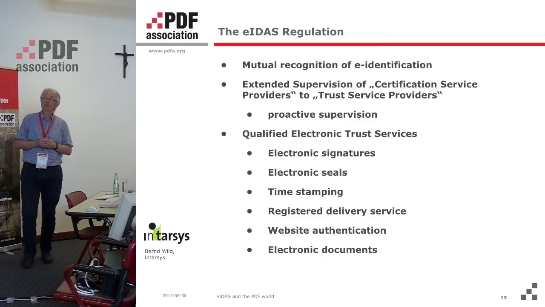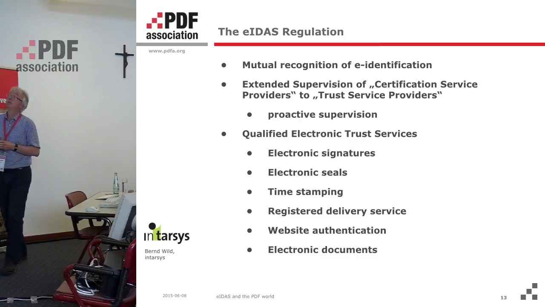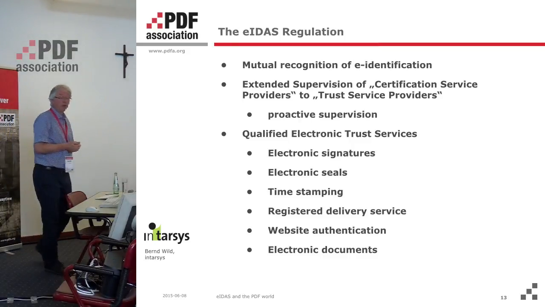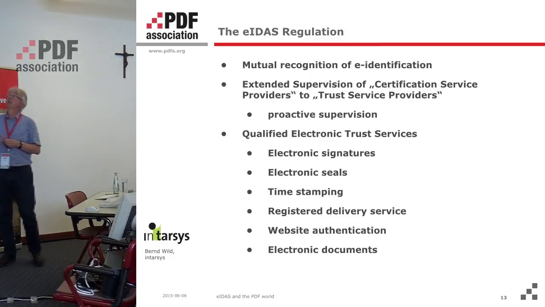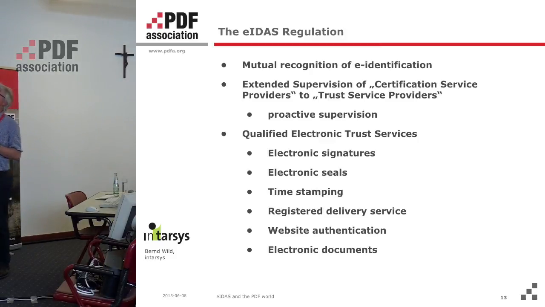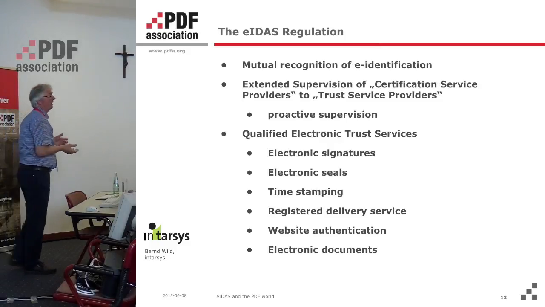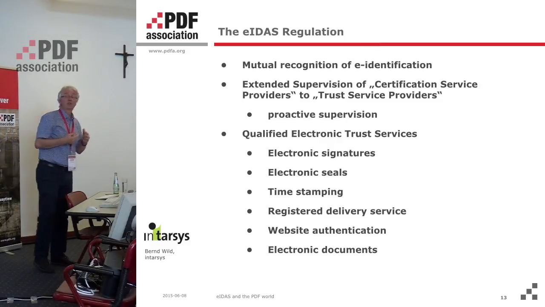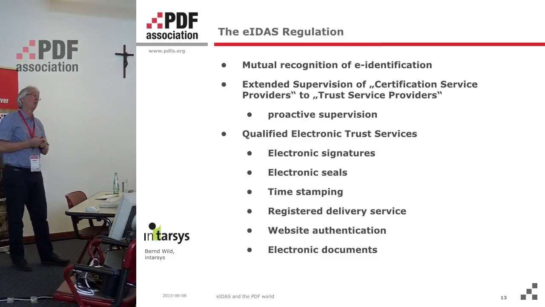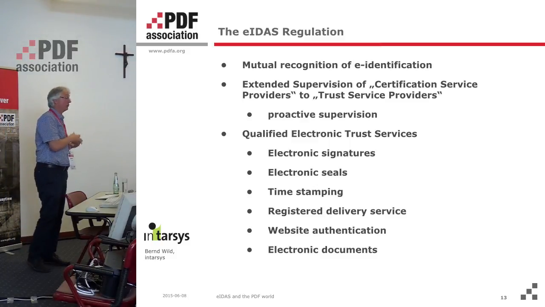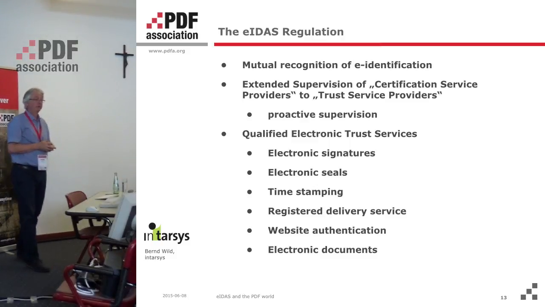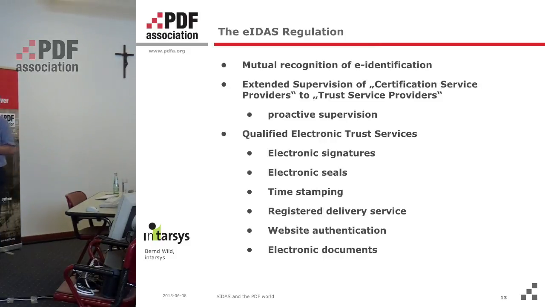The other thing is that we have a bigger set of electronic trust services. That means not only electronic signatures or timestamping, but also these so-called electronic seals, which is the same as electronic signatures, but from organizations and not from natural persons. And we have this type of registered delivery service.